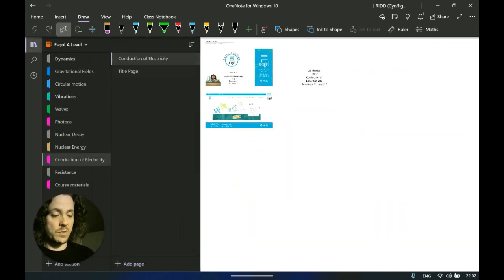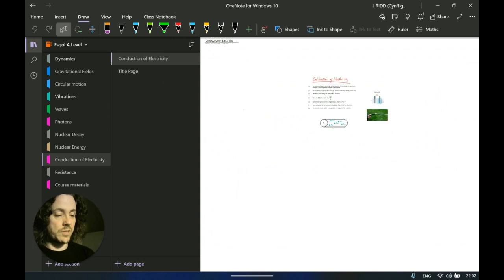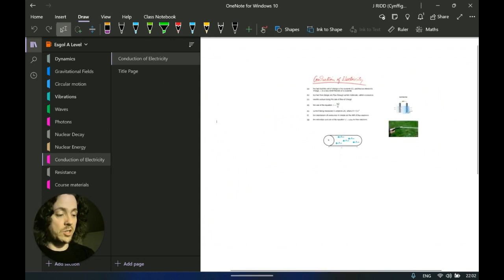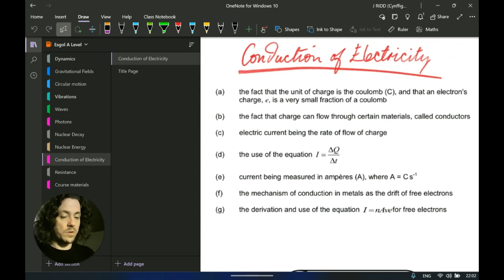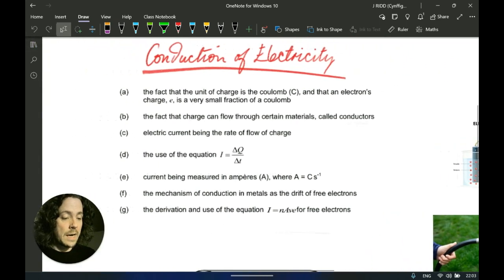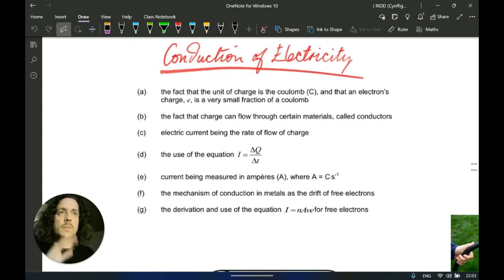Let's get into it then. So we're going to start off by looking at the conduction of electricity, the first topic in Unit 2. And here, as always, I've got the specification. So to begin with then, with electricity, we have to really think about what it is.